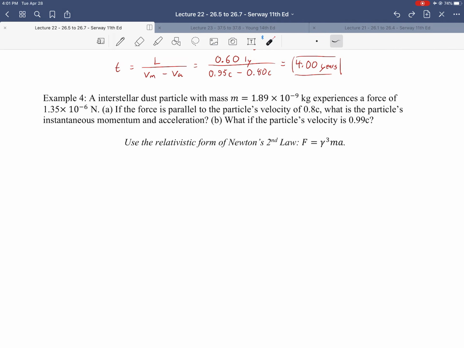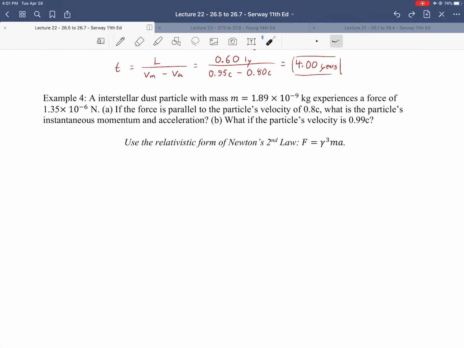Now, the equation here is not one that shows up in your key equations because it's not in your book. I'm only giving it to you because you need it for the post quiz, so it's a little added content. But it's not particularly difficult. It's just Newton's second law in relativistic form.